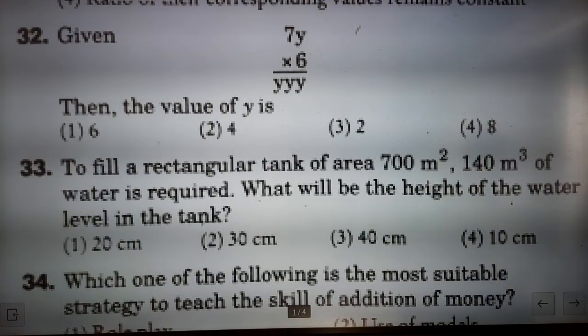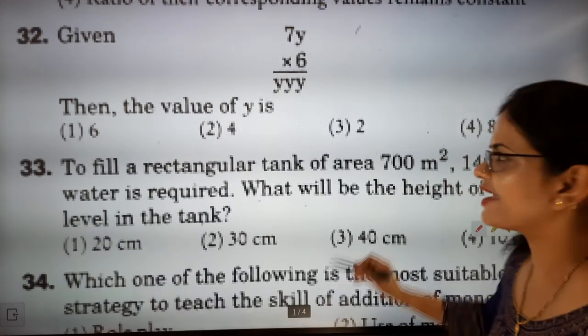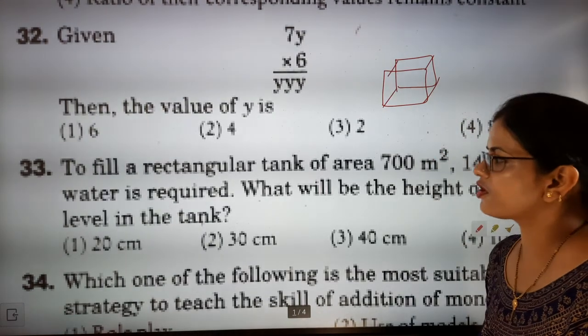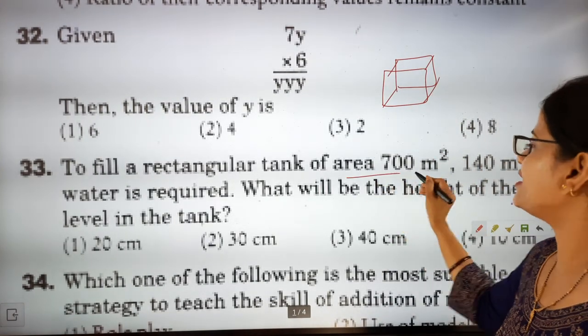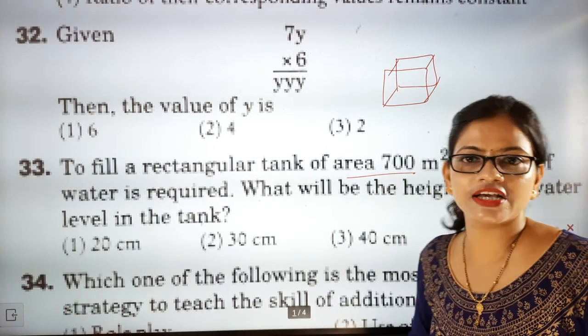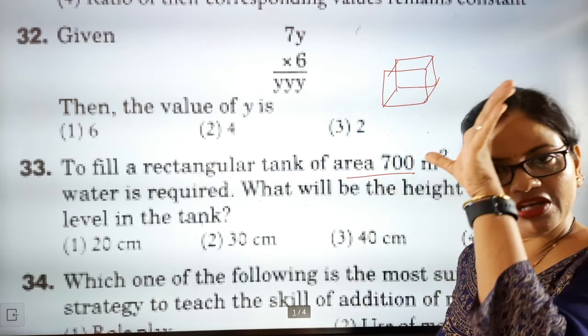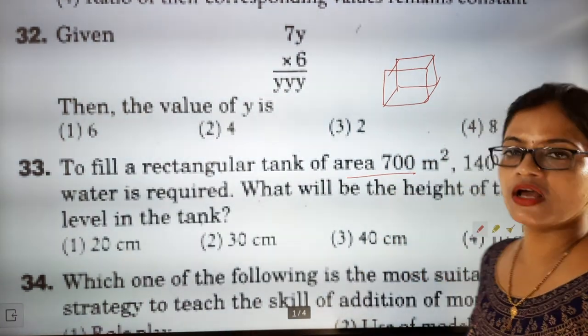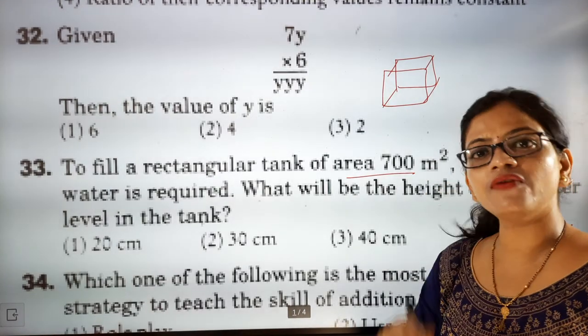Now, a very simple situation: one tank is there. In examination, don't draw; you do not need to draw. The rectangular tank means it is a cuboidal tank. We need not go anywhere else, trust me. There, one simple formula will help you.